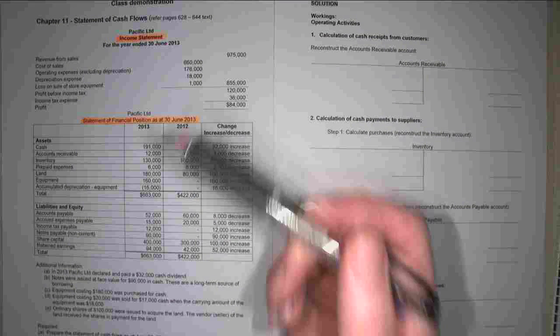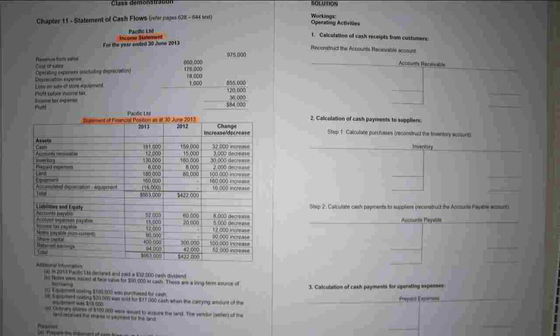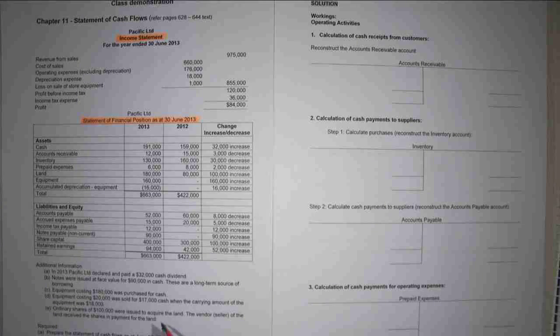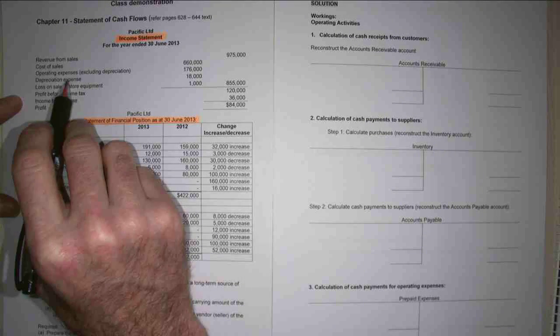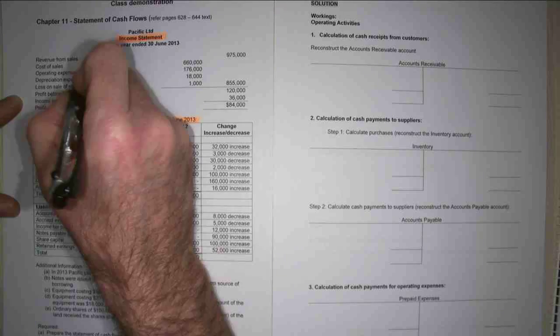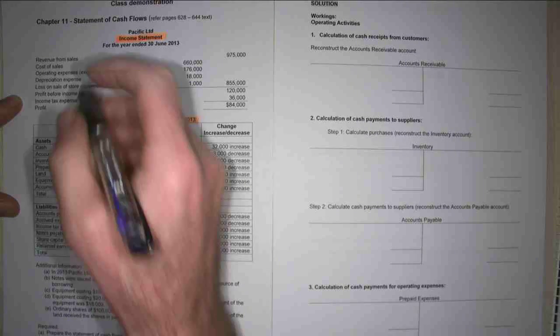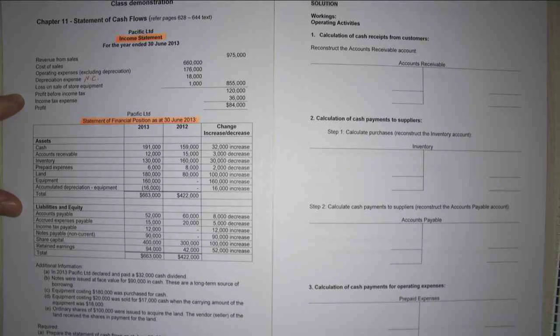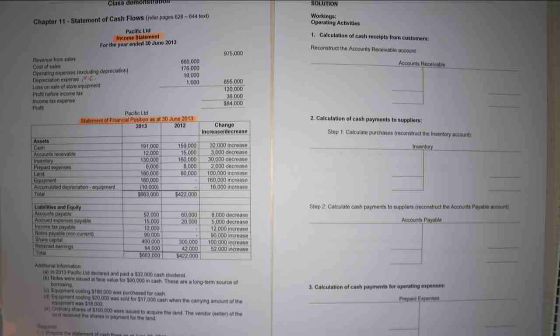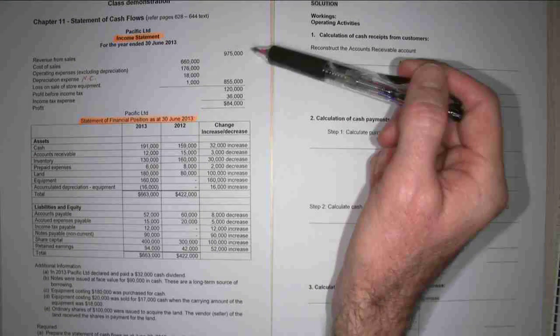Now, we've got a number of items, and some of them will be cash items, some will be non-cash items, so we want to try and distinguish that. For example, we've left out that we've got depreciation. Now, depreciation expense is non-cash. Okay, so I'll just do that one for you straight away.